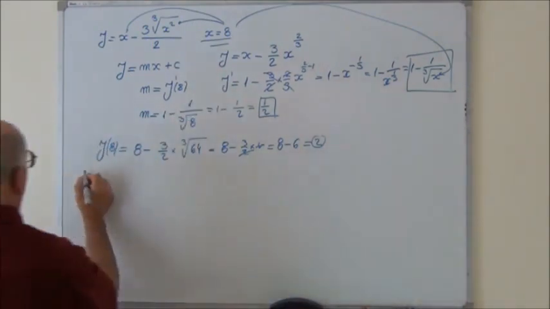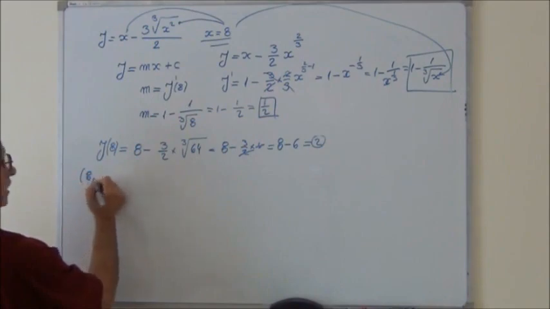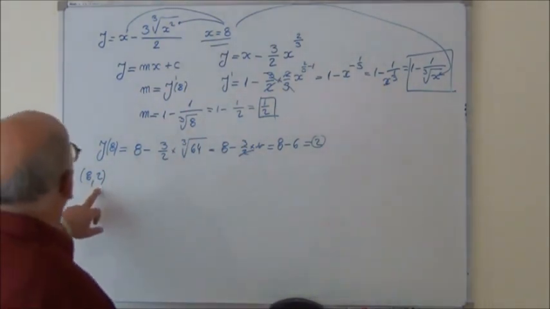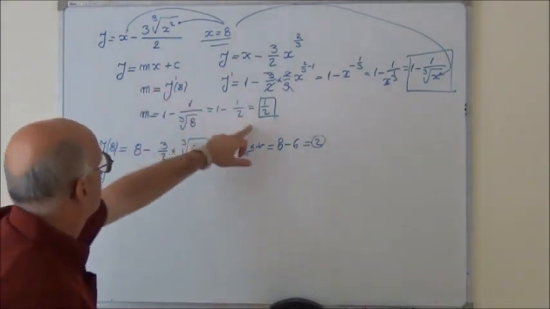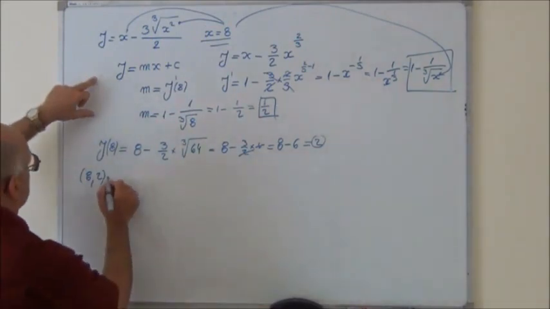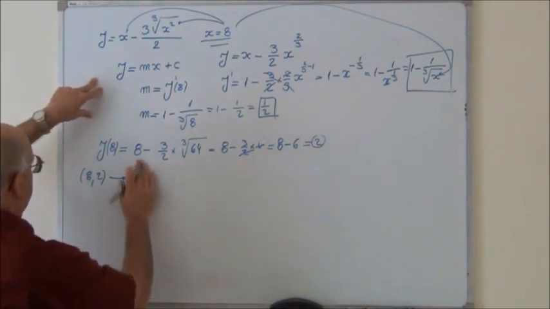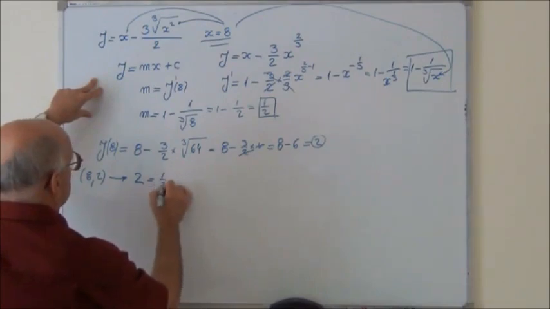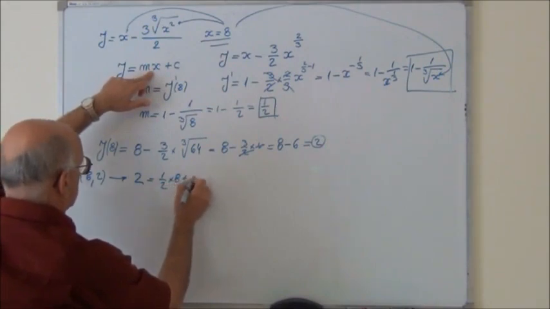So now our point has coordinates for x, of course, 8, for y, 2, and substituting those two values in this equation here, and the gradient, we will get the equation of the tangent. We have for y is 2 equal, gradient is half, multiplied by x, x is 8, plus c.